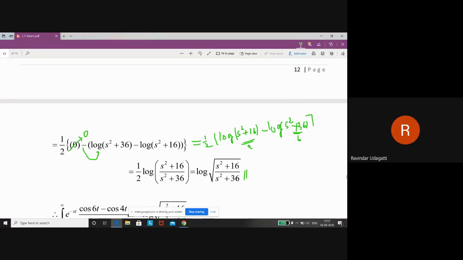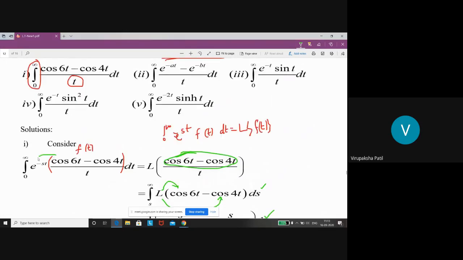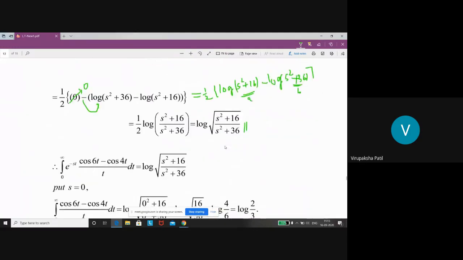No, sir. No, because we have calculated the value of this. What we want is the value of this quantity, isn't it? Here e to the power st is an extra quantity. We don't want to do this. Whatever answer you got here, this is the value of, see, I have written it. Therefore, the integration from 0 to infinity of e to the power minus st into (cos 6t minus cos 4t) divided by t dt is its value. This integral's value is log of (s square plus 16) divided by (s square plus 36).